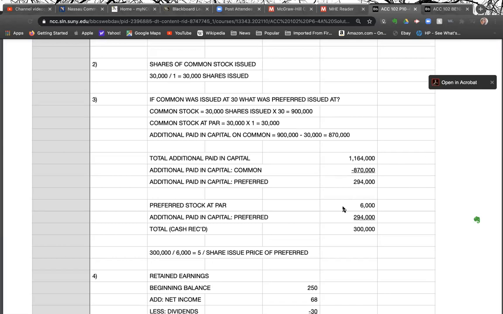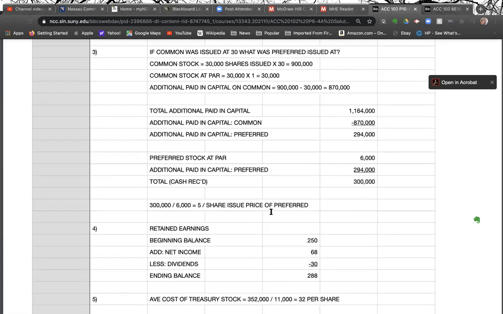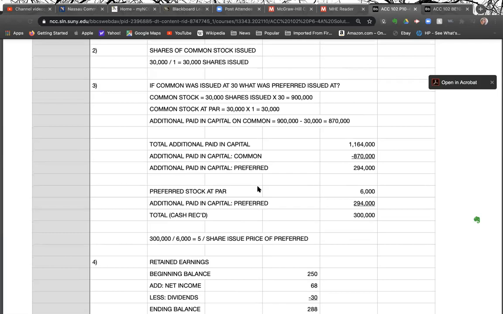Now that's just the additional paid-in capital. If we add the par value, 6,000 plus 294, that's a total of 300,000. And if I issued 6,000 shares of preferred stock, 300,000 divided by 6,000 is equal to $5 per share. So the preferred stock was issued at $5 a share. The common was issued at 30. The preferred was issued at 5. Right? So that was kind of a sneaky, dirty trick they played on you there. But you know, you could figure it out.